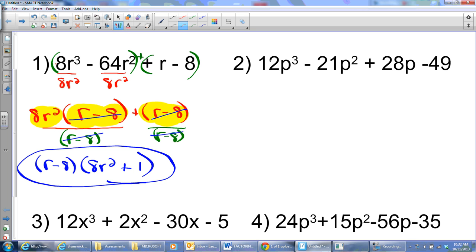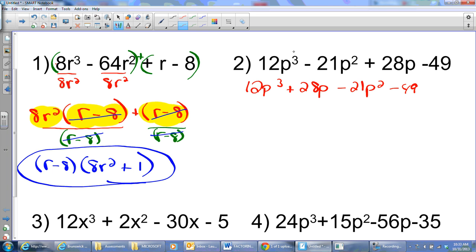I'm thinking I want to rewrite this. I don't know if you know why I want to, but to me, the 21 and the 49 go better together than the 12 and the 21 do. And the 12 and 28 go pretty well together. So I'm going to rewrite it as 12p cubed plus 28p minus 21p squared minus 49.